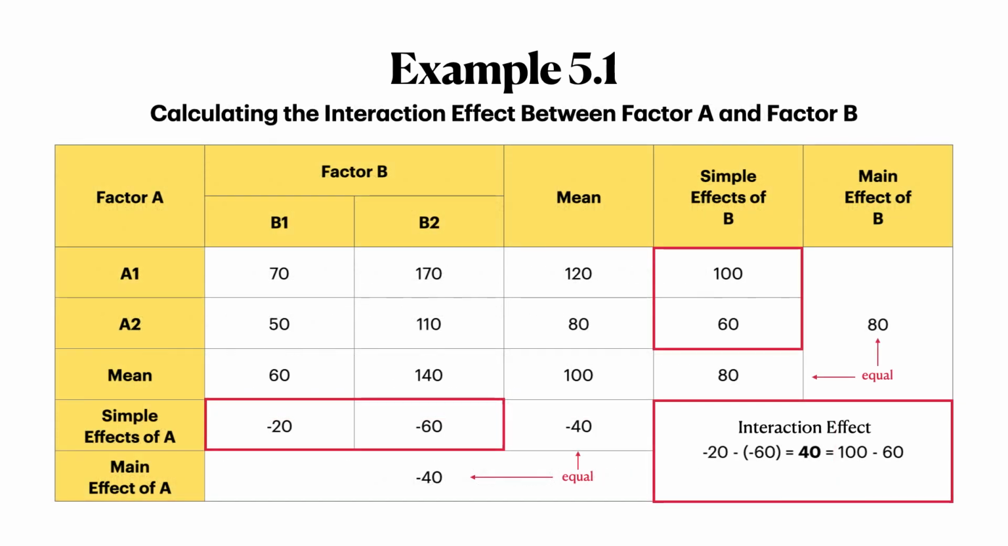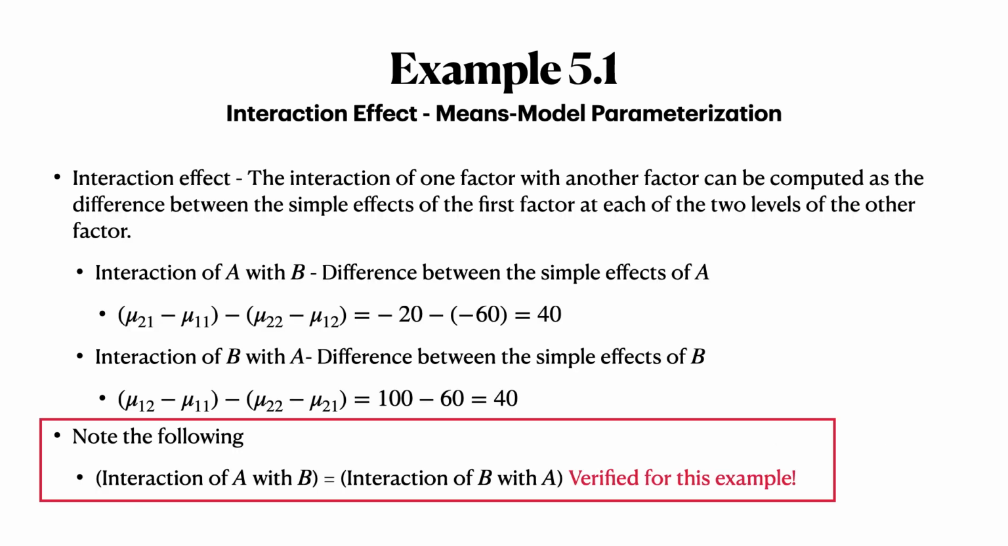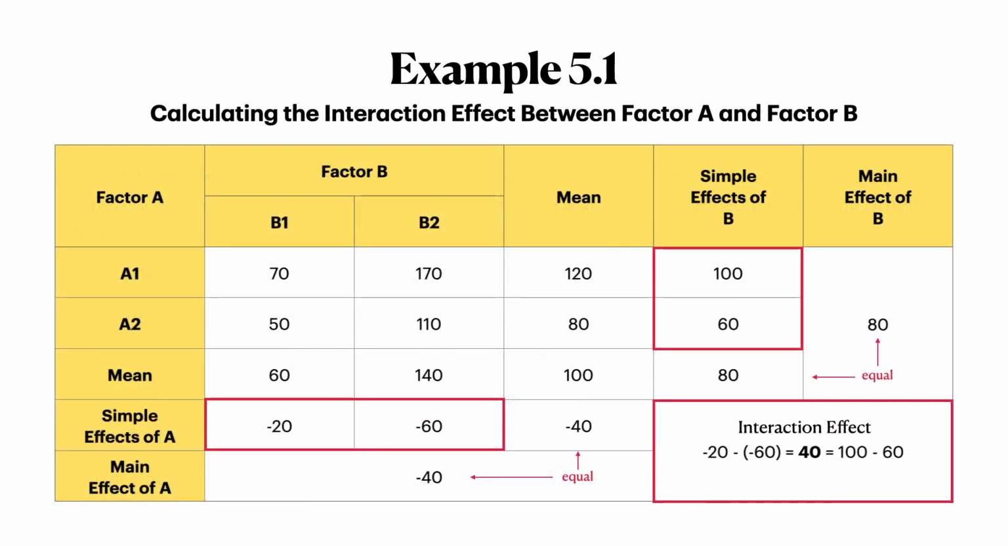And so we can see here that there's a common interaction effect between A and B. It doesn't matter whether we look at it as the interaction of A with B or the interaction of B with A. It's the same interaction, has the same value. The value is 40, all right? And that can be calculated either as the difference of the simple effects of A, negative 20 minus a negative 60, or as the difference between the simple effects of B, 100 minus 60.